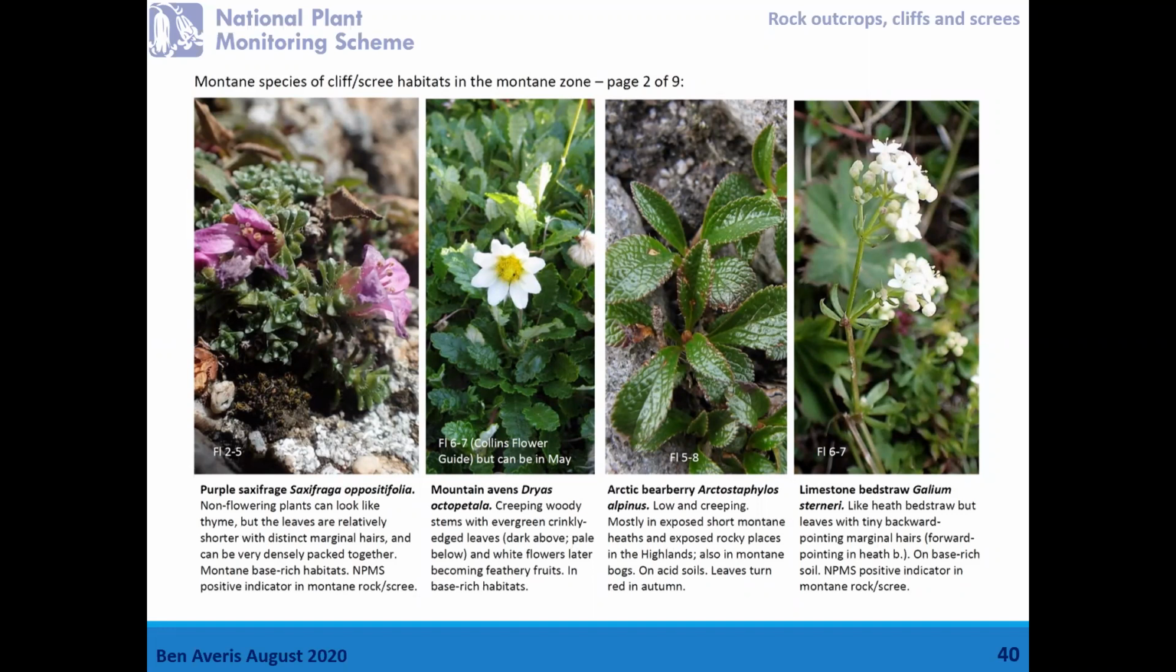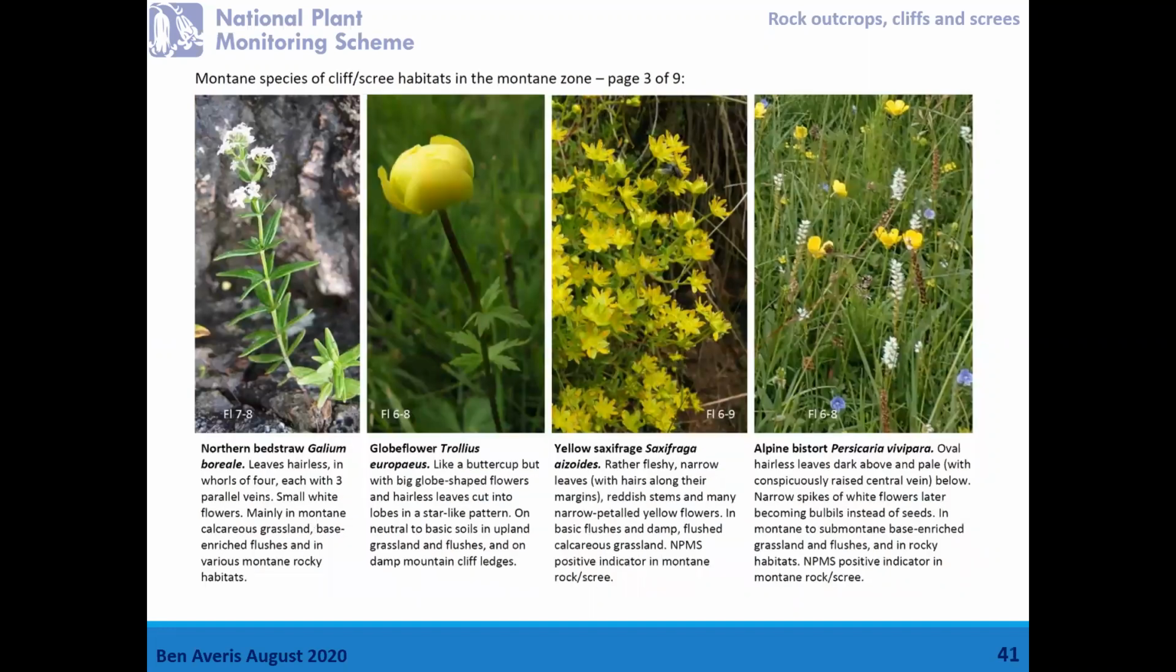So the next page has got some more of these herbs. We've got a whole series of herbs that are characteristic of montane habitats, even though some of them are not montane entirely, the individual species. Northern bedstraw is mainly montane, but it can get lower down in some places. Easy bedstraw to identify because the leaves are relatively large and they're in whorls of 4.